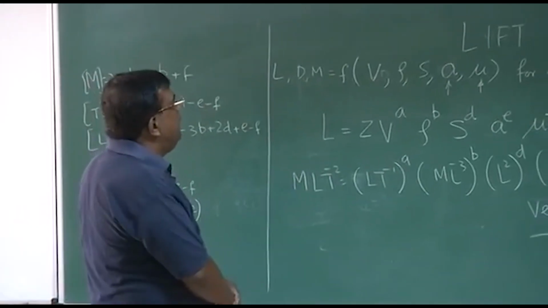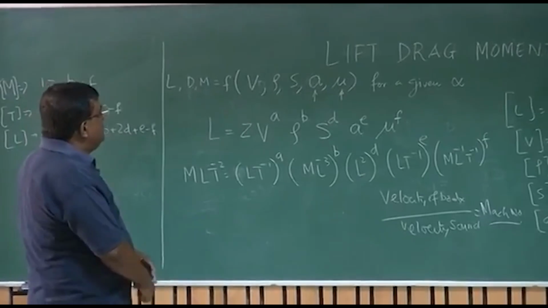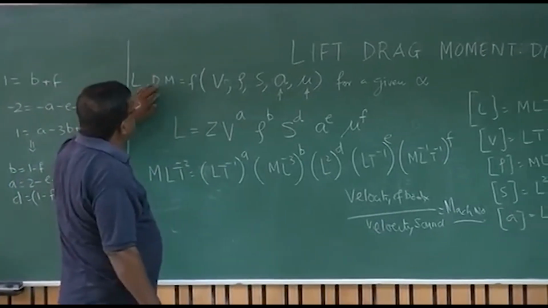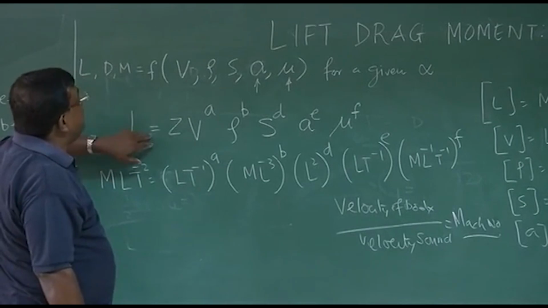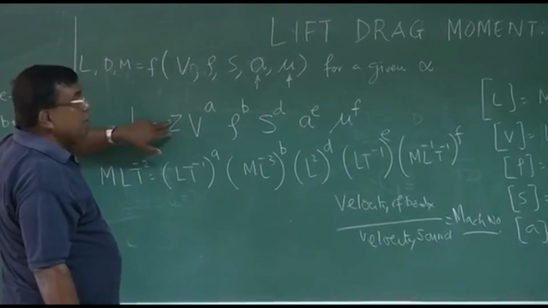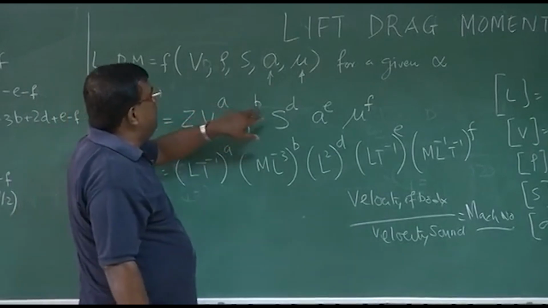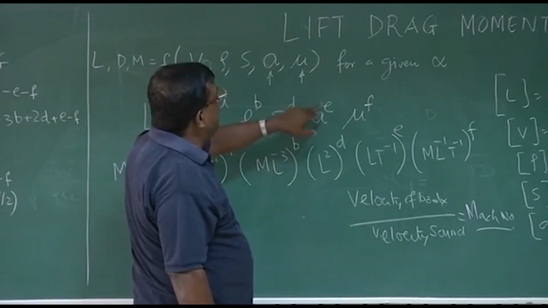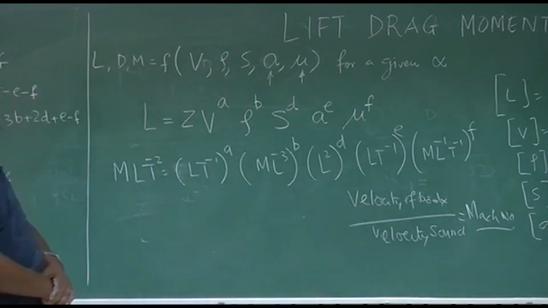As we are following the dimensional analysis approach, since this is a function of this, I take the example of lift. So I write lift is equal to Z, a constant, and I say V to the power a, rho to the power b, S to the power d, a to the power e, and mu to the power f, where a, b, d, e, f, Z are constants. They are not having any dimension, right?